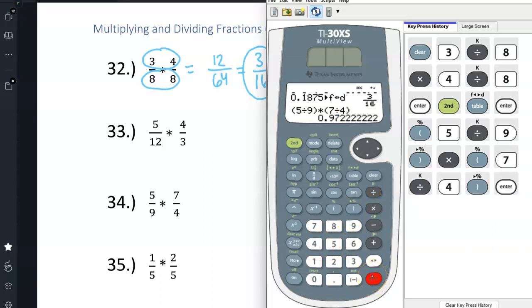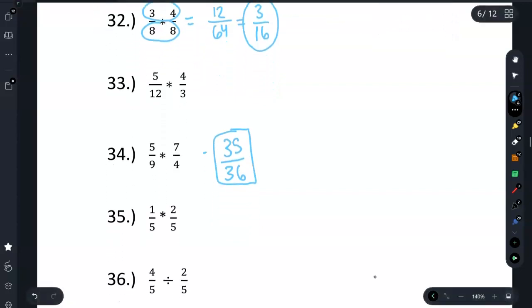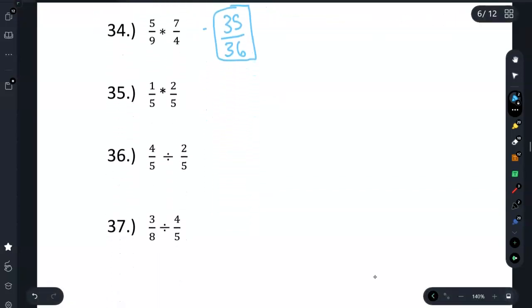And that, when I press enter, I get 0.9722. But if I'm looking for this as a fraction, I'm going to convert that to a fraction with my calculator, and I get 35 over 36. And we can see if we would have just multiplied across the top, 7 times 5 is 35, and the bottom, 9 times 4 is 36. But like I said, we didn't have to worry about reducing.